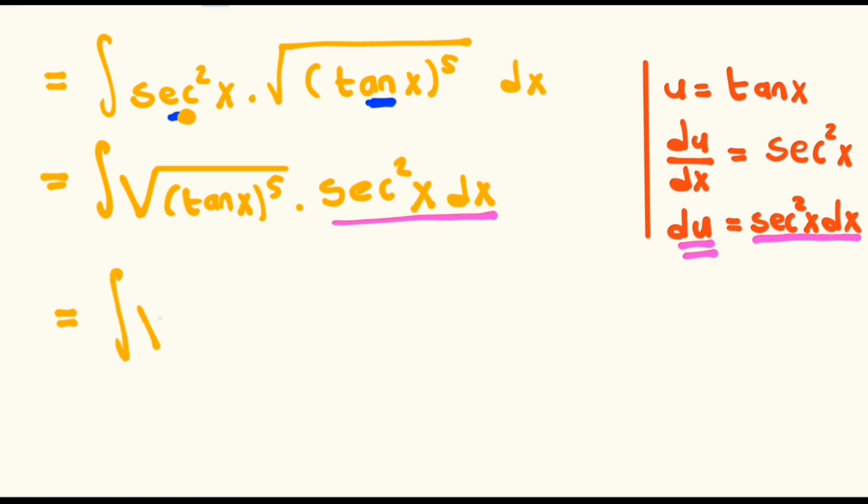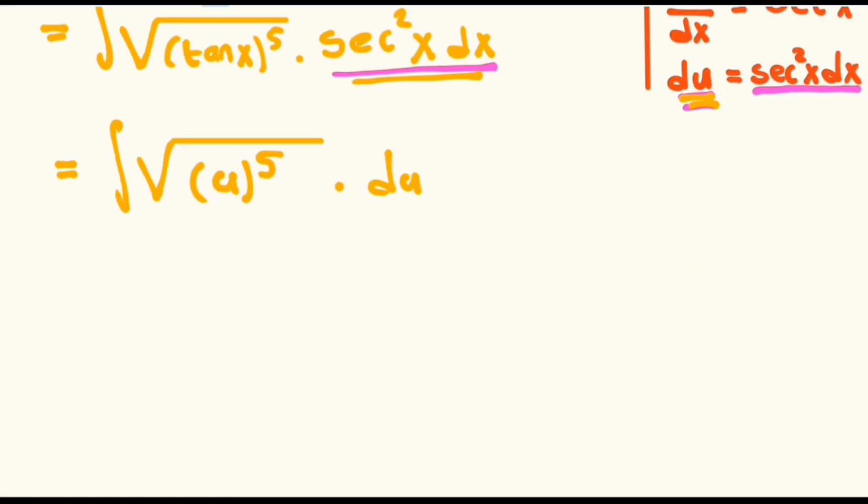In the place of tan x, we are going to substitute u, because u is equal to tan x, and since tan x is raised to the power 5, even the u will be raised to the power 5. And in the place of sec squared x dx, we are going to substitute du, and we rearrange our integral. So we remove the square root and express it as u to the power 5 over 2, du.